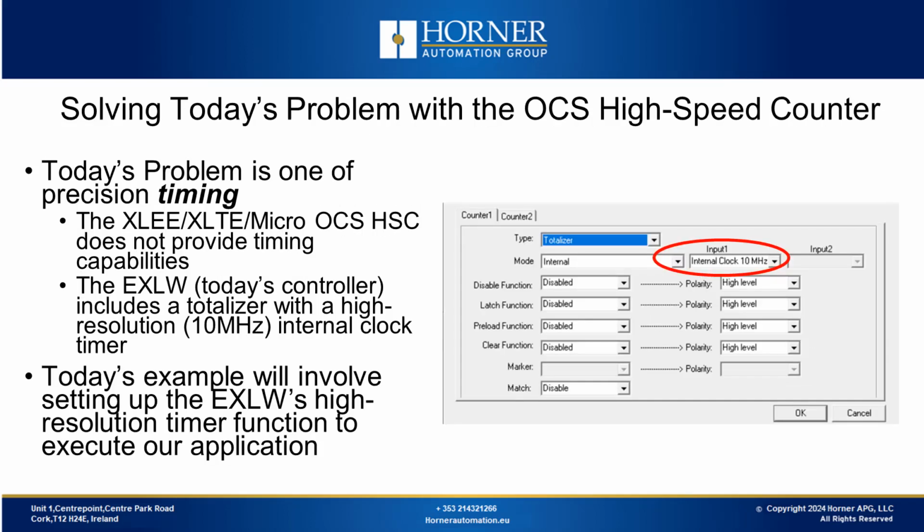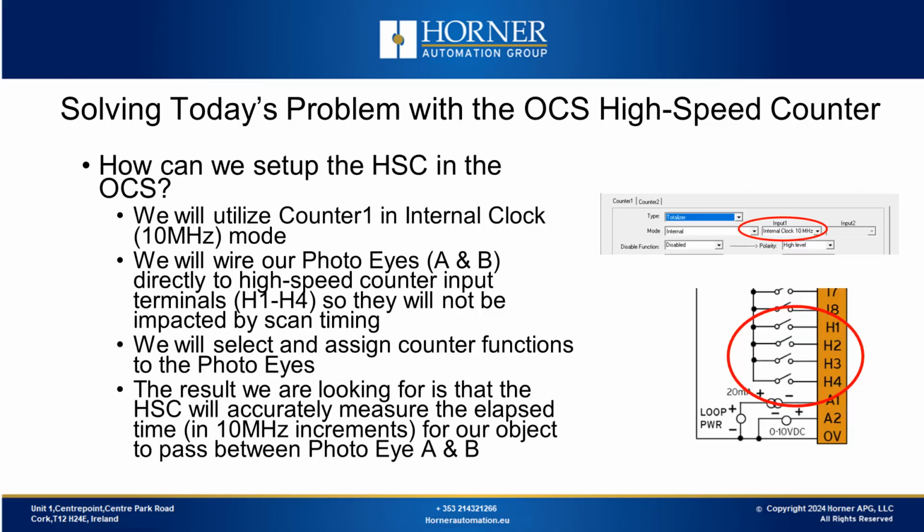In today's demonstration, we will be solving a problem where precision timing is needed. For this, we will be using an EXLW controller, as it has a totalizer with a high-resolution timer and enhanced high-speed counting capabilities. Let's look at how we will set up the high-speed counter in our OCS for today's demonstration. We will be using the totalizer mode of the high-speed counter to count 10 MHz pulses generated by an internal clock. We will also wire photo eyes A and B into one of the 4 high-speed inputs in the OCS.